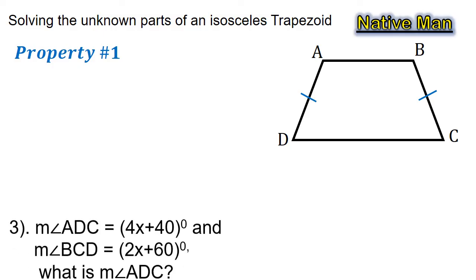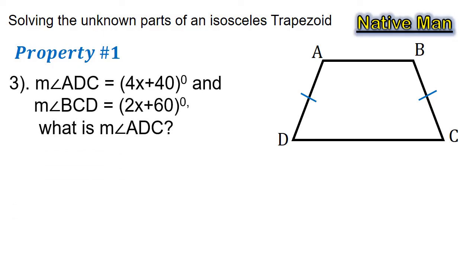Okay, so for number 3 question, the measure of angle ADC is equal to 4x plus 40 degrees and the measure of angle BCD is equal to 2x plus 60 degrees. What is the measurement of angle ADC? If you notice in our given, the name of the angle has three letters. When there are three letters, the vertex of the angle is the middle letter. So in angle ADC, the middle letter is D. So in the figure, that is angle ADC.